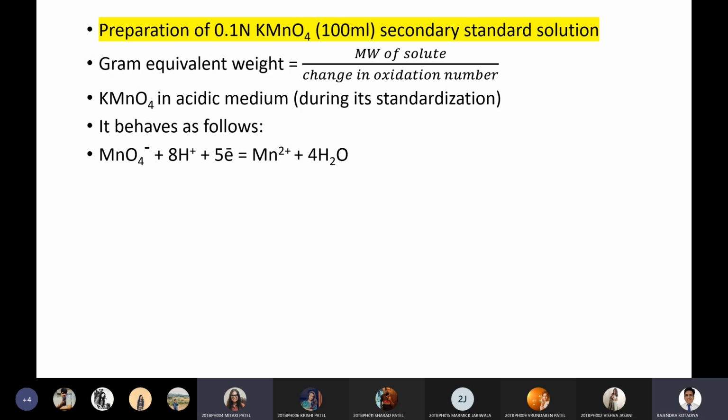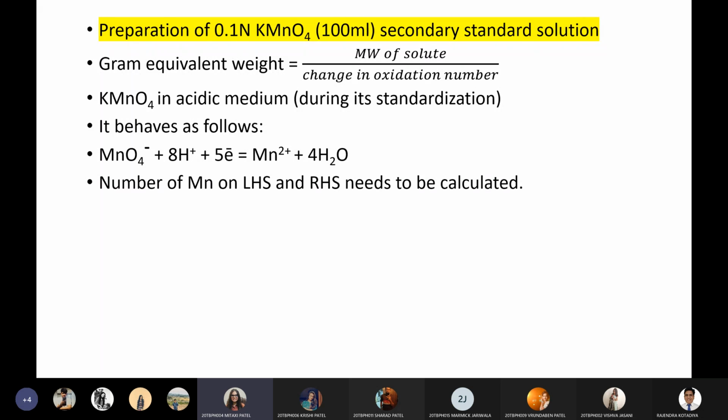Okay. Can you elaborate why the oxidation number is 7 on the left hand side? Yes, sir, because O has a charge of -2. So -2 into 4 is -8 and the overall charge is -1. If we consider the charge of Mn to be X, then X - 8 = -1. So X = -1 + 8, which equals +7.